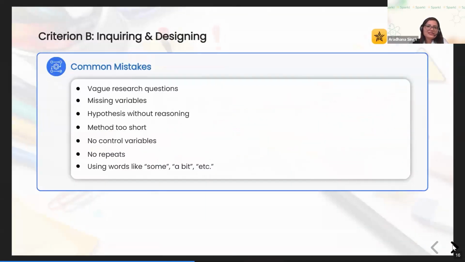The common mistake, vague research question. The examiner is not able to identify what is actually the IV and what is the DV, because your statement has more than two variables, right? Always remember that research questions should not include more than two variables. Two variables should be identified as one is IV and the other is DV, not more than that.